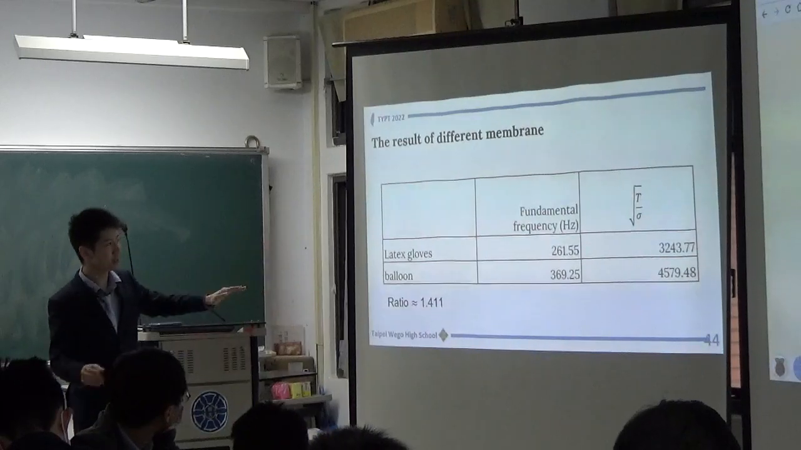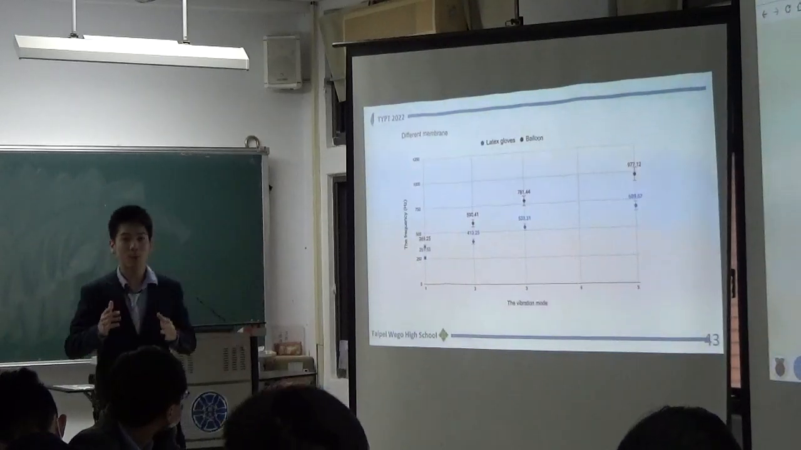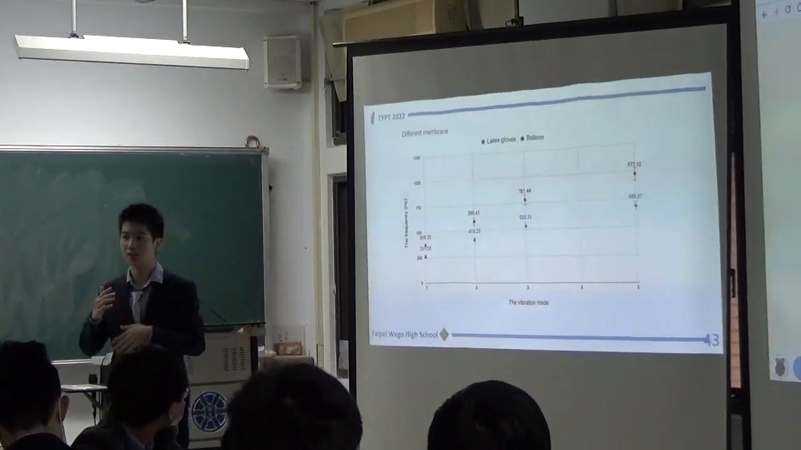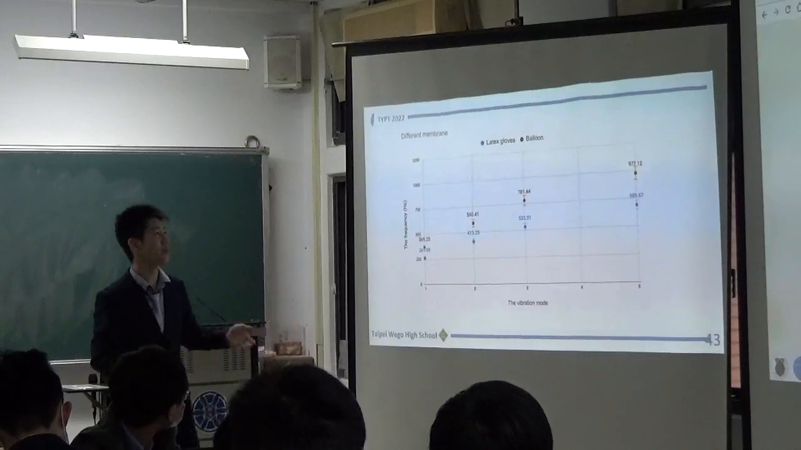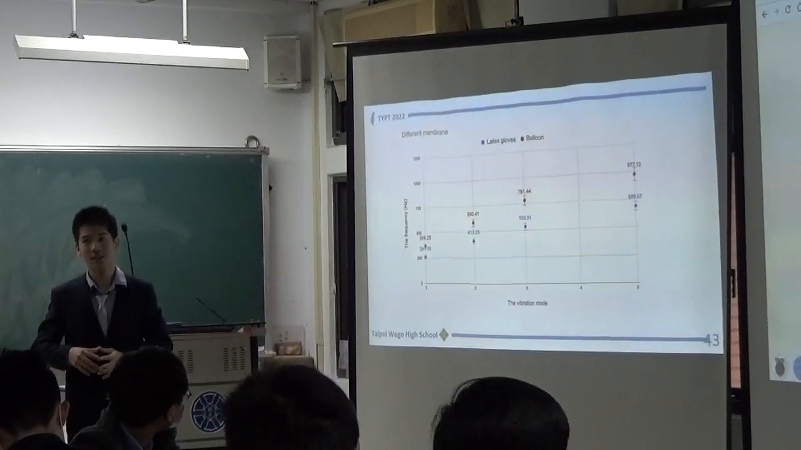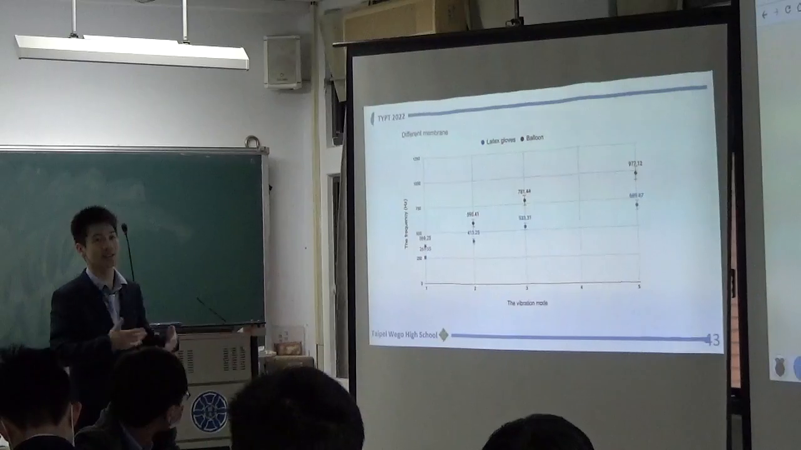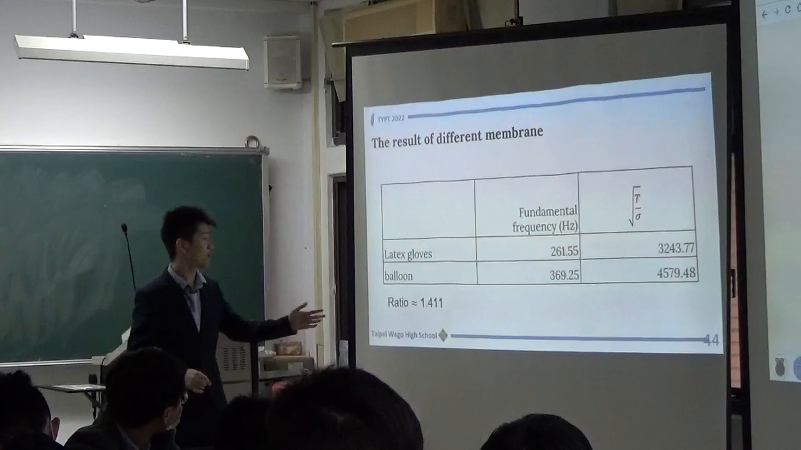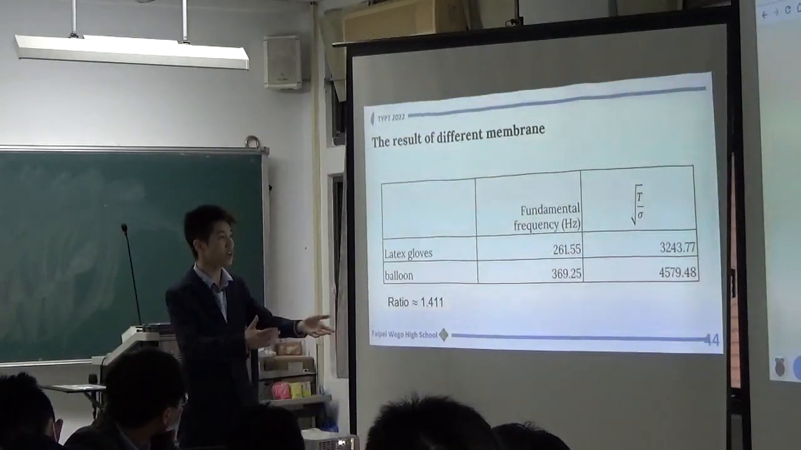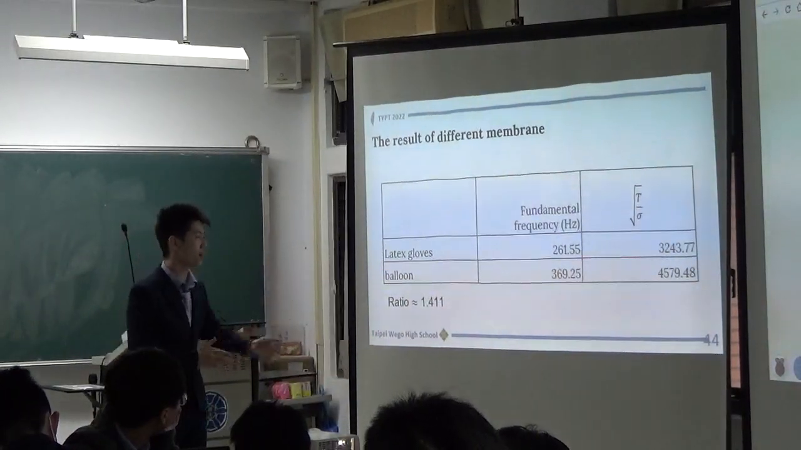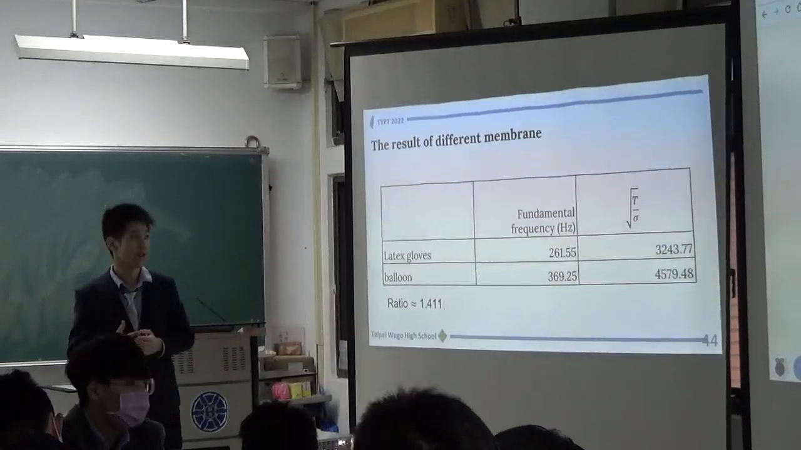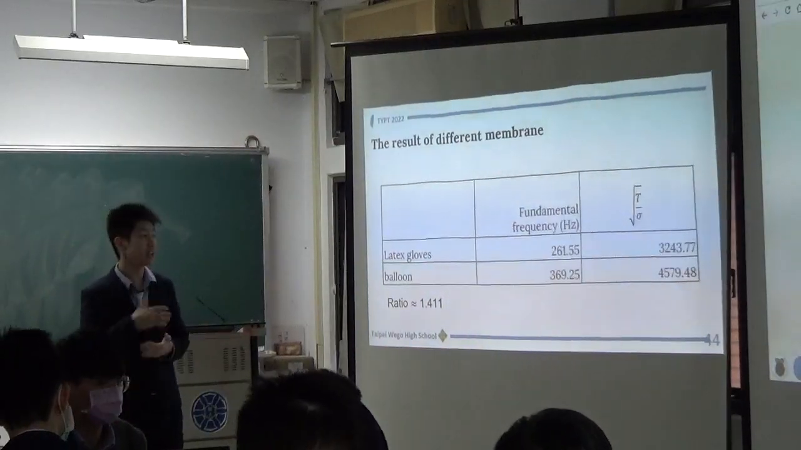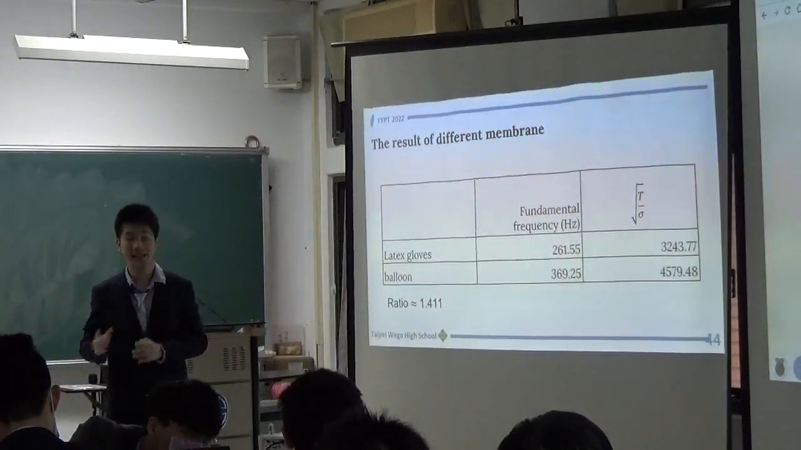So as you can see in the picture, when we stretch the membrane to the same scale, which is number 7, the frequency does not turn out to be the same. In this case, the balloon is higher. So we suppose it might be the difference in tension and density that causes the difference in their frequency. So here's the result of the different membranes, and we can see the ratio between the results is 1.4. So in physical theory, the different fundamental frequency is attributed to different tension and density.